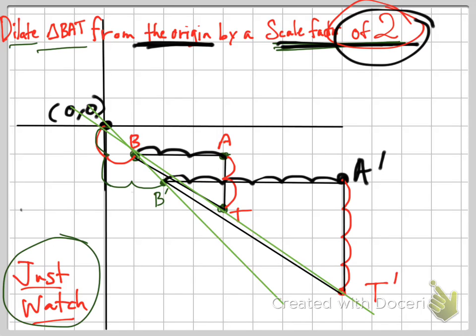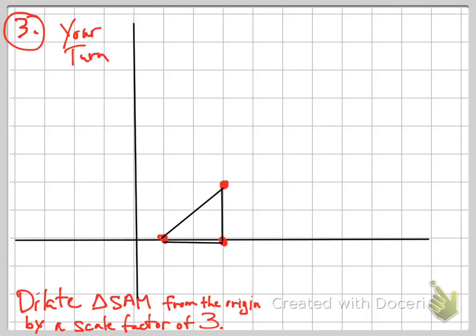And notice it goes through all the points. See that? So you know you're right if your lines go through there. Or you could draw those lines first and then do it. Alright, that was just watch. And so right now you probably want to hit pause. Well, hit pause now. Now it's your turn.